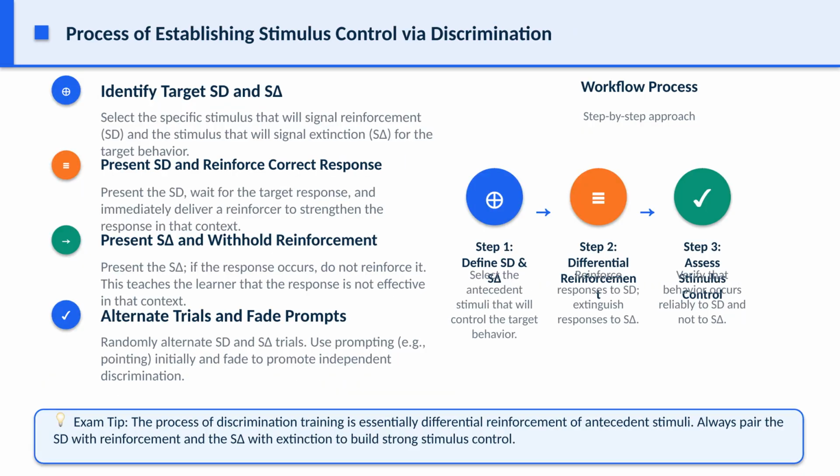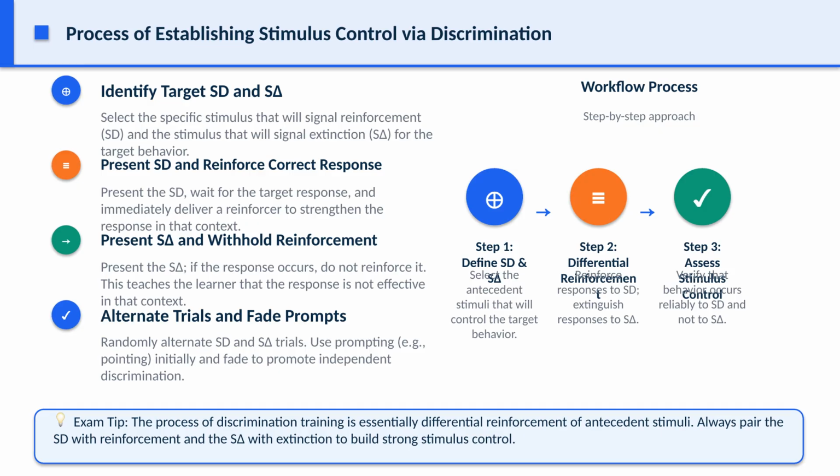On the exam, expect to identify which process is at work in a given scenario, remembering that discrimination narrows behavior, generalization broadens it. Establishing stimulus control through discrimination training is a foundational skill on the BCBA exam, and the process follows a clear, systematic sequence. First, you identify the target SD, the specific stimulus that signals reinforcement is available, and the S-delta, which signals extinction for that behavior.